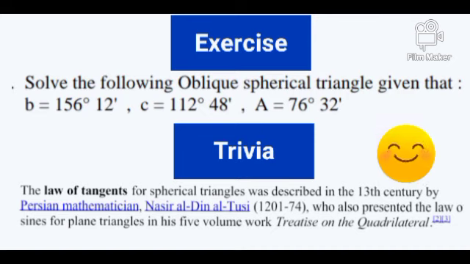The law of tangents for spherical triangles was described in the 13th century by Persian mathematician Nasir al-Din al-Tusi, who also presented the law of sines for plane triangles in his 5-volume work Treatise on the Quadrilateral. Nasir al-Din al-Tusi is considered as the father of spherical trigonometry.